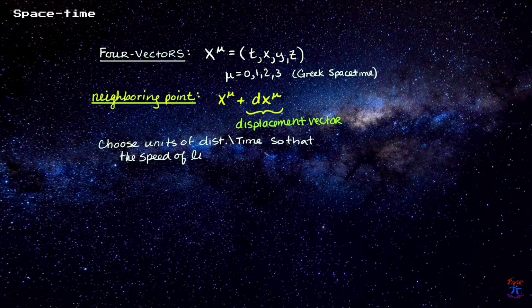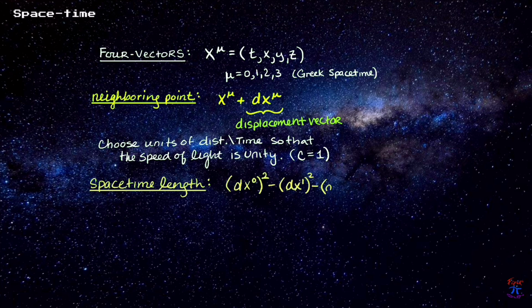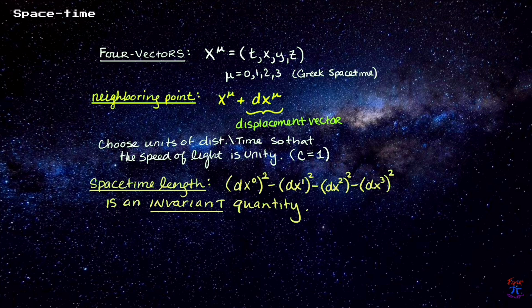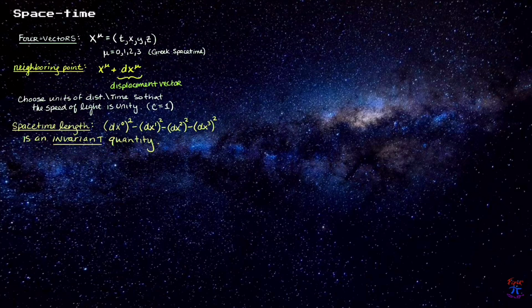So let us take a point close to the point we originally considered and let its coordinates be given by x mu plus dx mu, where dx mu is the displacement vector. And if we choose the units of distance and time so that the speed of light is unity, then our space-time length or interval given here is an invariant. Now what this does is it allows us to make linear non-homogeneous transformations of the coordinates result in linear homogeneous transformations of the dx mu coordinates.